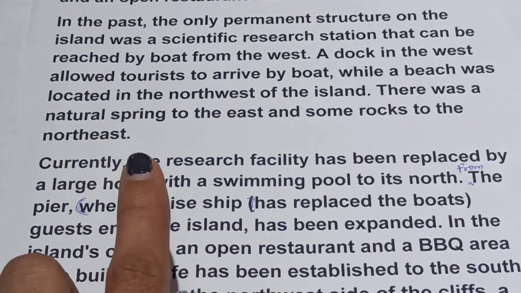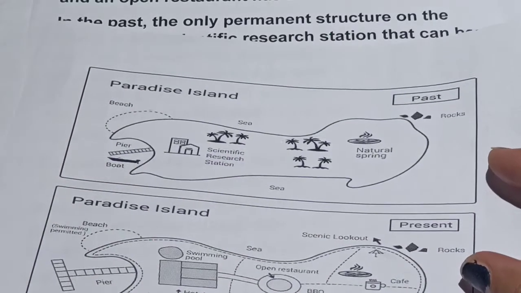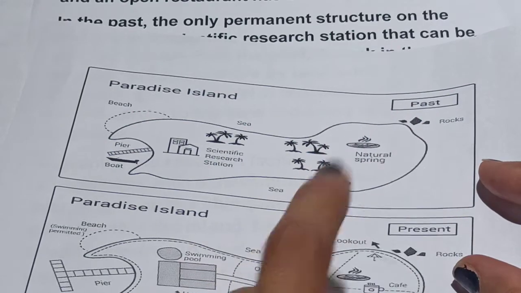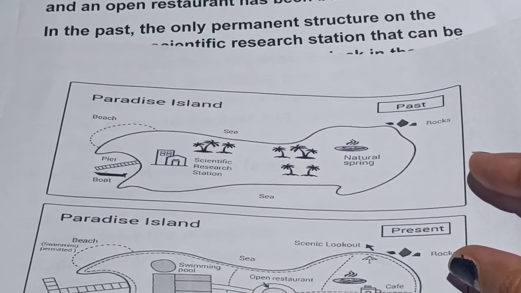There was a natural spring to the east and some rocks to the northeast. So we can see to the east there was a natural spring, and some rocks, which are still present, in the northeast direction.